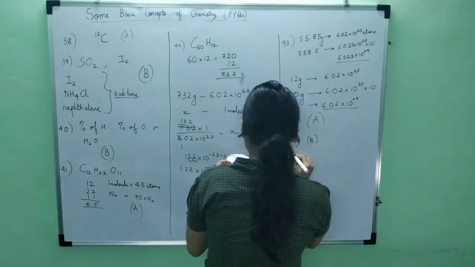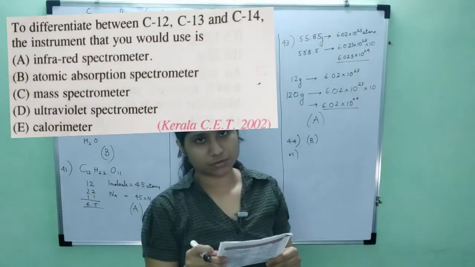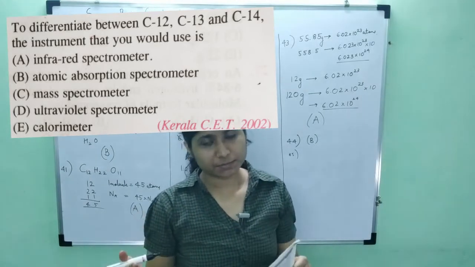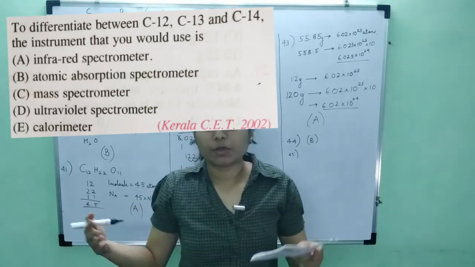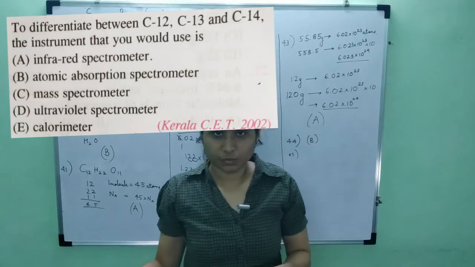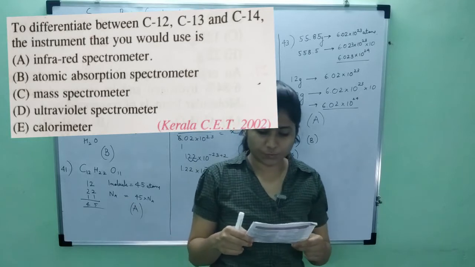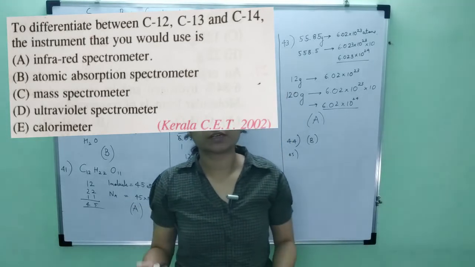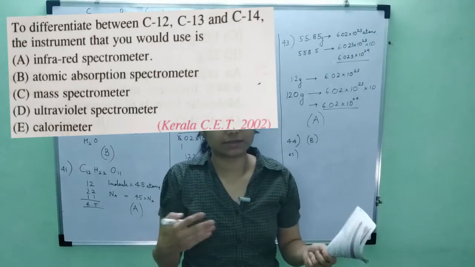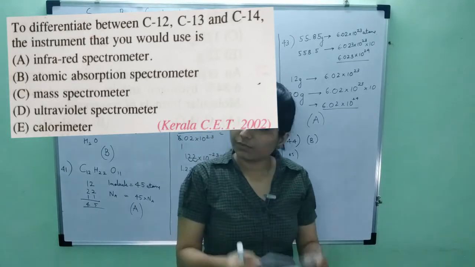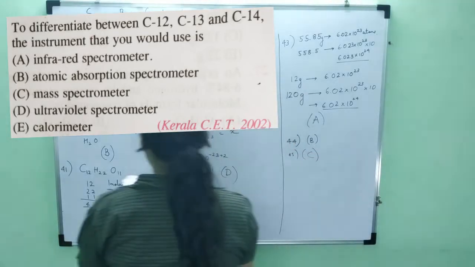Okay. The next question is to differentiate between C12, C13 and C14, the instrument that you would use. Now we have to differentiate between the same atom based on their weights. C12, C13 and C14 will have different weights because the number of neutrons is different in all these three. They are all carbon, but the number of neutrons keeps on increasing. So to differentiate between them, we'll have to find out the weights. If I know the particular weights of these three atoms, I can differentiate them. So again, what can I use? I can use a mass spectrometer. So for this also, this is the answer.